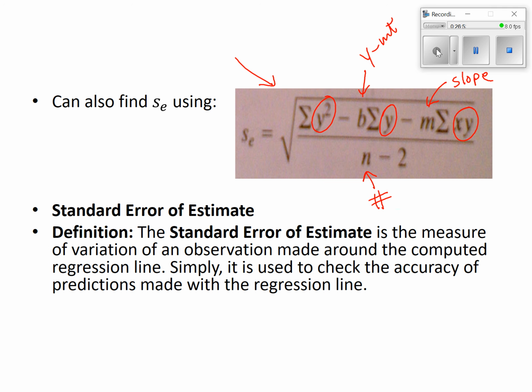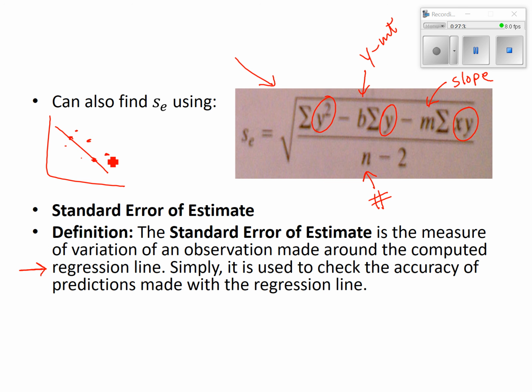First definition, the standard error of estimate is the measure of variation of an observation made around the computed regression line. So you computed this regression line for your set of data, whatever it was, and you're trying to figure out the variation of the observations made around it. So how your data fell around it. You're making a measurement of how that data falls around that regression line.